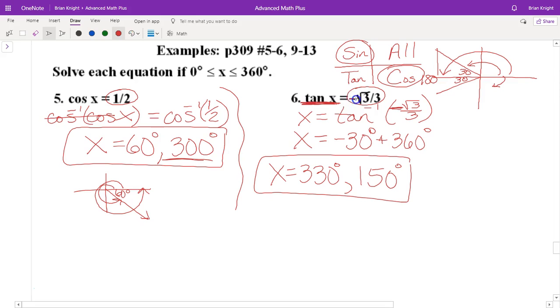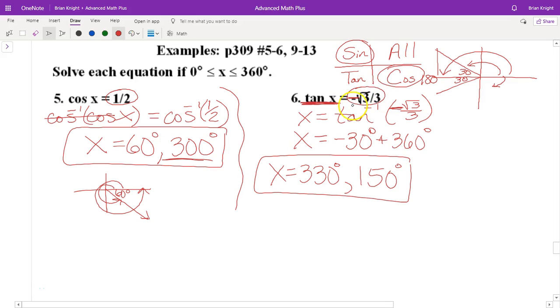What is my tangent? Negative. So that means my angle has to be in quadrant 2, where the sine is positive, or quadrant 4, where the cosine is positive. Because in quadrant 2, what's the only thing that's positive? Sine. So that means tangent has to be what? Negative, which it is. Same thing in quadrant 4. The only one in quadrant 4 that's positive is cosine, so that means tangent has to be negative.